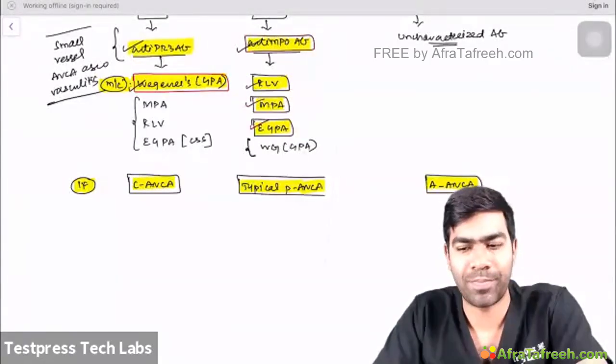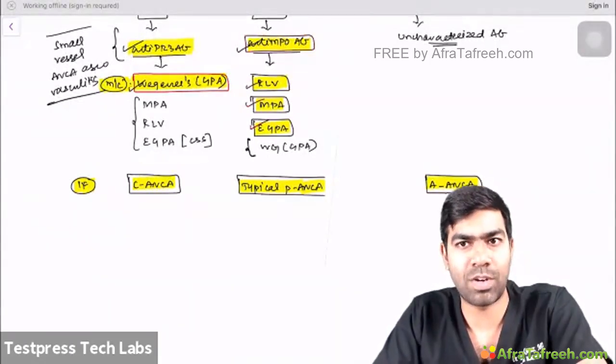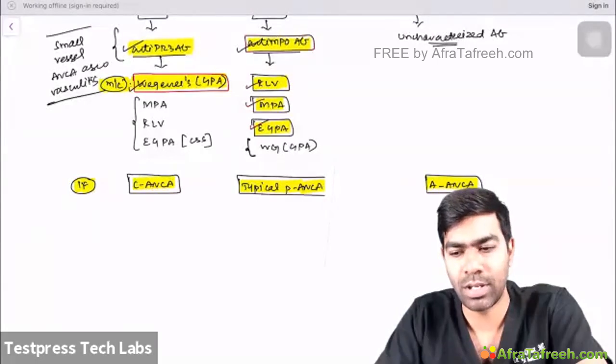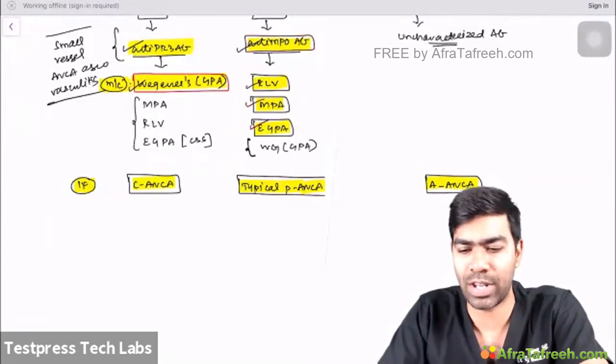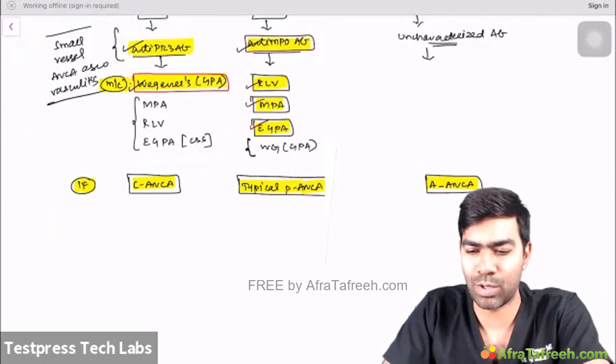We have no idea. So that is why you can use immunofluorescence as a screening test. But once some form of ANCA is positive, it's always recommended to do an ELISA to find out whether it's an anti-PR3 or anti-MPO antibody, because there are a lot of uncharacterized antibodies underneath, which have no value in the setting of vasculitis. For example, where can you see these uncharacterized antibodies? One of the important examples is systemic lupus erythematosus.